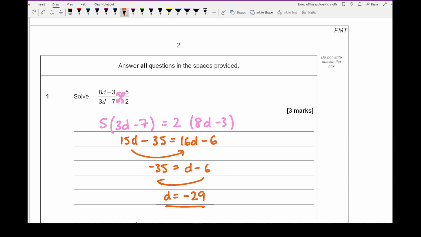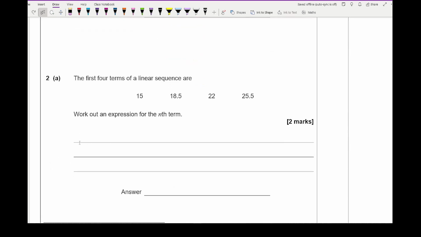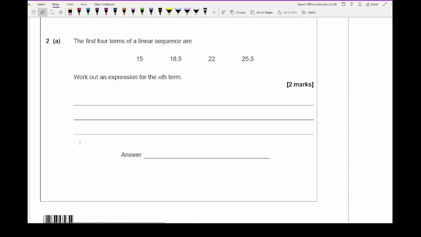Moving on to question 2, it says the first 4 terms of a linear sequence are 15, 18.5, 22, 25.5, and the question is asking us to work out the expression for the nth term. So for this all we need to do is find the difference between the term to term, which in this case is plus 3.5. So that means that 3.5n is going to be in the formula.